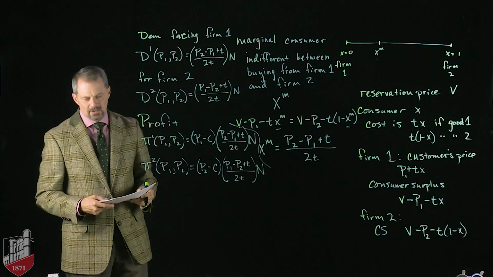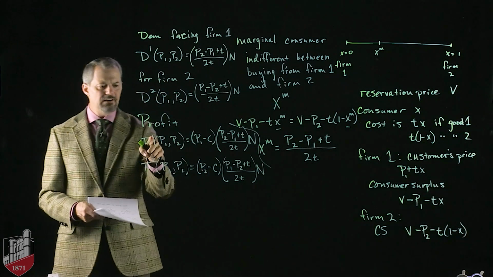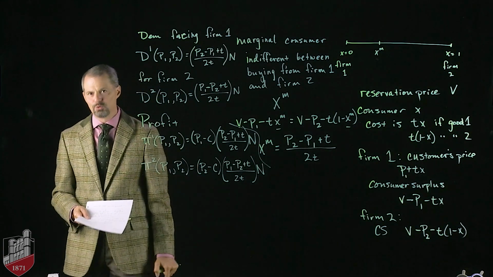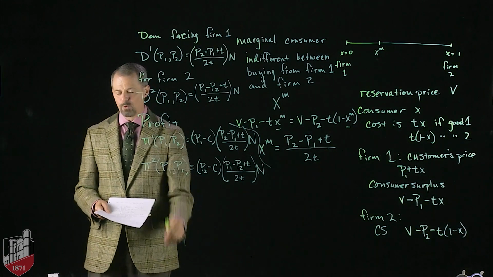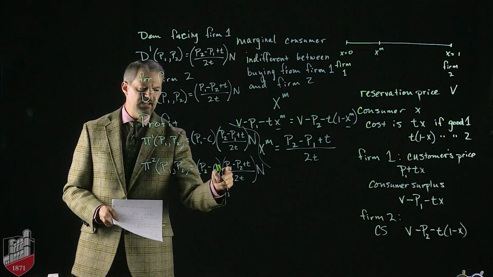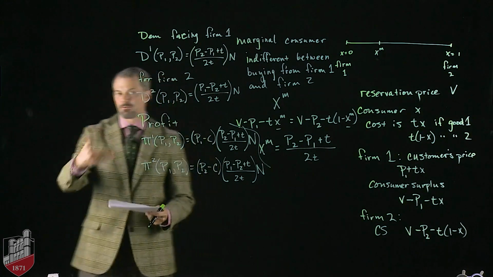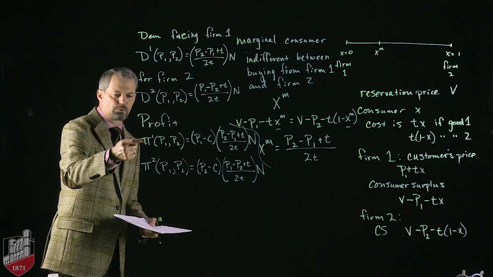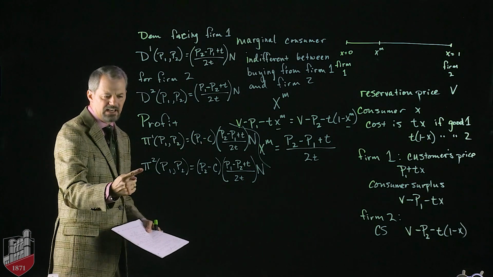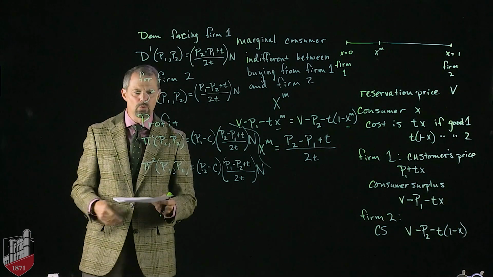Now, what we're interested in is we need to know how firm 1's profit is affected by changes in the price of firm 2's good. And likewise, we need to know how firm 2's profit is affected by changes in P1. There's a straightforward way to do that. You can take the derivative of this profit function with respect to P2, and the derivative of this profit function with respect to P1. We're not going to worry about that.